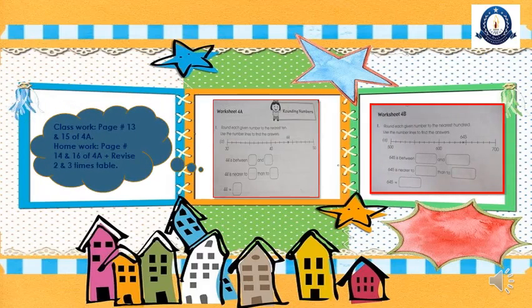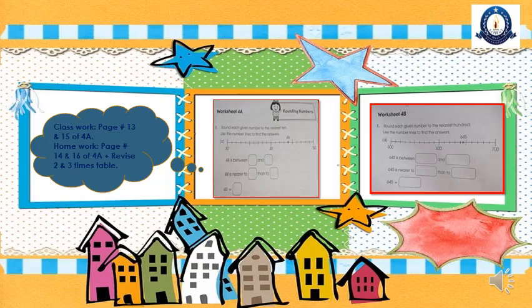I hope it's clear how to round off to the nearest 10 and 100. Now you must be able to do your classwork and homework efficiently. So let's see what is classwork. Classwork is page numbers 13 and 15 of 4A, and homework is page numbers 14 and 16 of 4A, plus revise 2 and 3 times tables. Please revise tables every day.